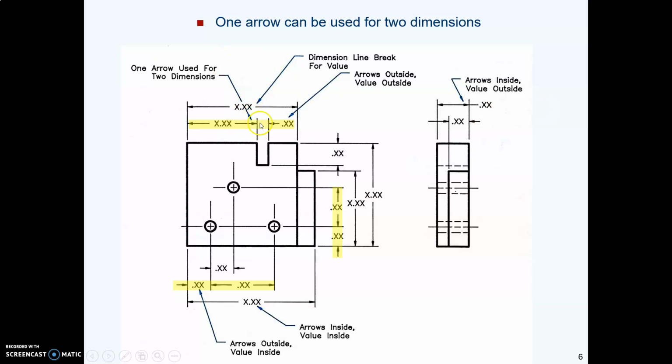And you can use the same arrow for more than one dimension. That's very common. So here you see at the top of this part, the big width and the width of the small notch both share one arrow. And with O-snaps, it's possible to have arrows lying right over the top of each other, so it just looks like there's one dimension arrow. You see a similar thing happening in these vertical dimensions along the side. This one dimension arrow doubles for both dimensions.